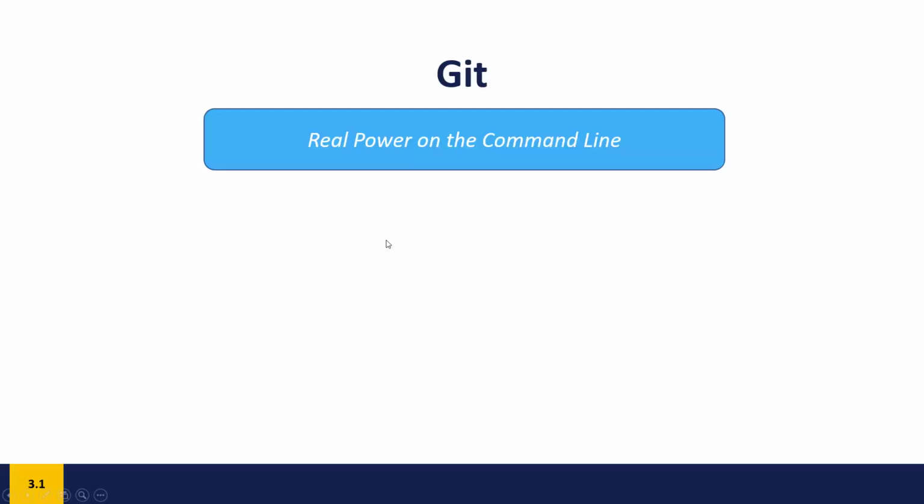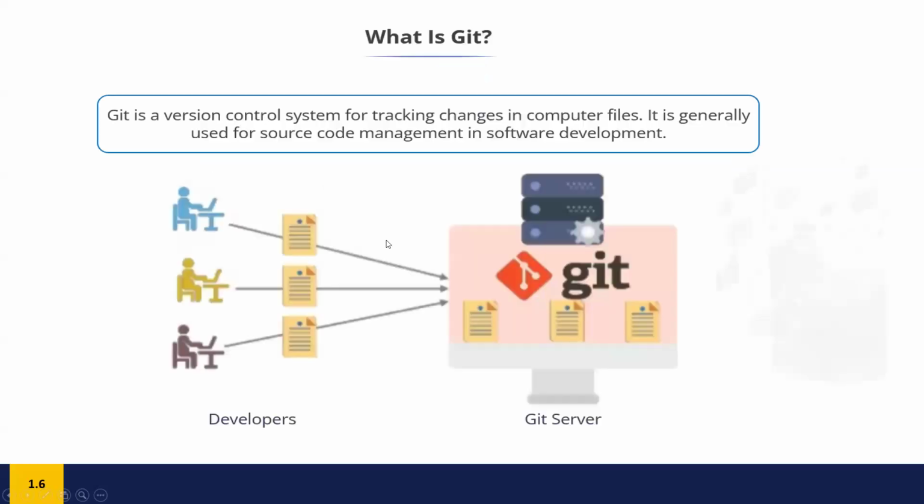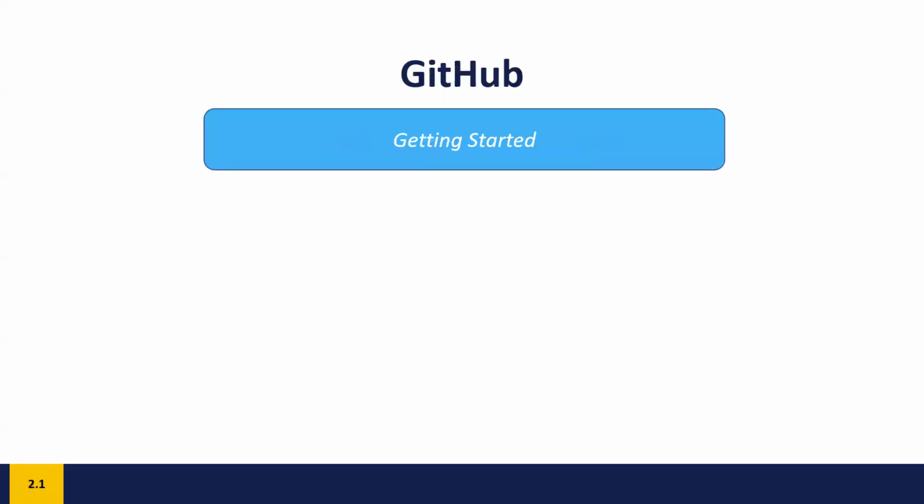Now you understood the real power of the command line, Git. What is Git? Git is a version control system for tracking the changes in computer files. It is generally used for code management and software development. Right. So, GitHub. What is GitHub?